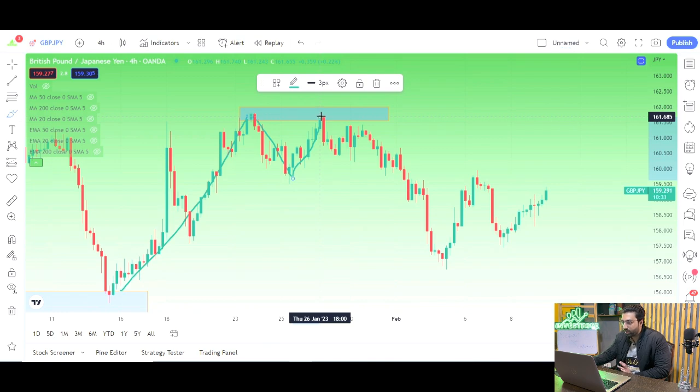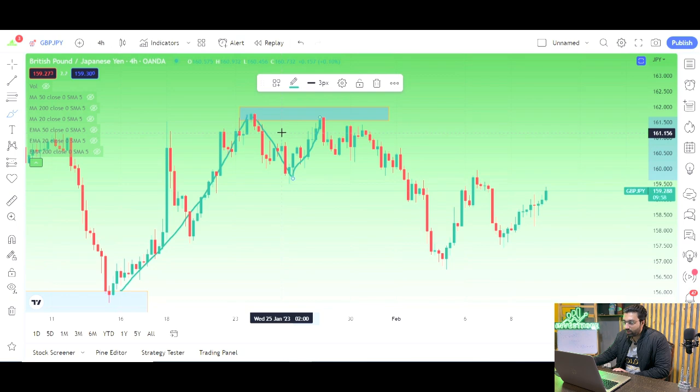A resistance you can know as a roof, because the point from where the sellers activated and pushed down the market is known as resistance in trading language. So the support was the area from where buyers activated, and the resistance is the area from where sellers activated. The market was in a trend, going up. From there the market got a push down by the sellers. That point from where the market got pushed down, you will call a resistance.